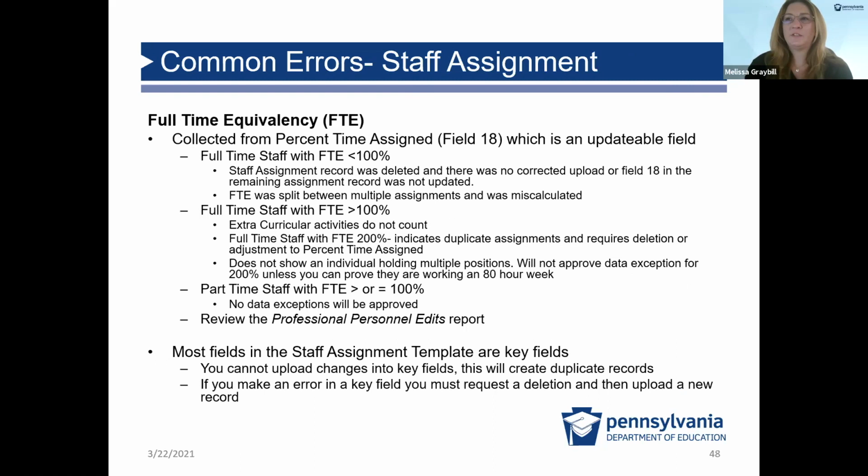All right, common errors for staff assignment. The first one is full-time equivalency. The percent time assigned is very important. We do have an error report that will flag any of these situations. For the most part, you are going to get stopped by the DQE if you have a full-time individual reported that has less than 100% or over 100%. And in most cases, you will get a flag if you try to report a part-time individual with 100 or greater.